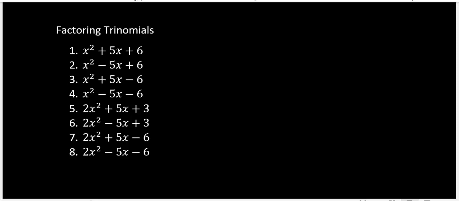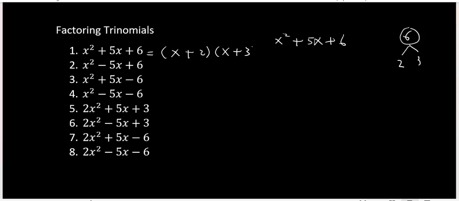Factoring trinomials. We have the first trinomial x squared plus 5x plus 6. So what we do from the 6, we are looking for two factors so that their sum will be 5. So we can have 2 and 3, right? 2 times 3 is 6, and when you add them, it is 5. So then this one simply gives you x plus 2, x plus 3. So you are done for this problem.